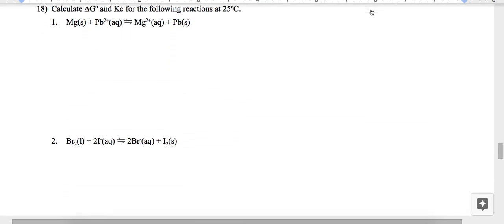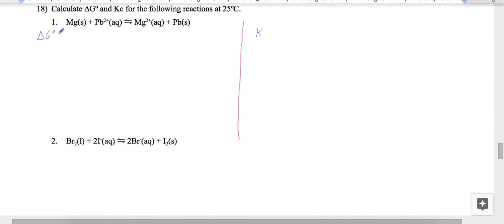Calculate delta G and equilibrium constant. These have actually two different parts to them. Split that up. The first one is going to be our delta G part, and the other part is going to be our K. Remember that we have that triangle that allows us to relate Gibbs free energy to the cell voltage, the equilibrium constant to the cell voltage, and the Gibbs free energy to the equilibrium constant.